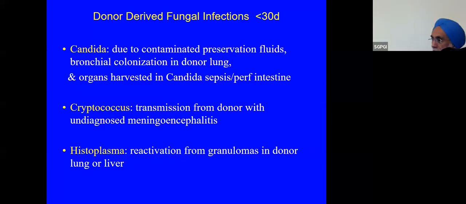Within 30 days of transplantation, you must remember the donor-derived infections, fungal infections. Candida often can contaminate preservation fluids. The donor lung can be colonized with Candida, and that Candida might reactivate if you give that organ. Cryptococcus can be transmitted if the donor has an undiagnosed meningoencephalitis. So whenever you're considering a donor which has a serious encephalitis, you have to make sure that you're not transmitting a serious fungal infection.